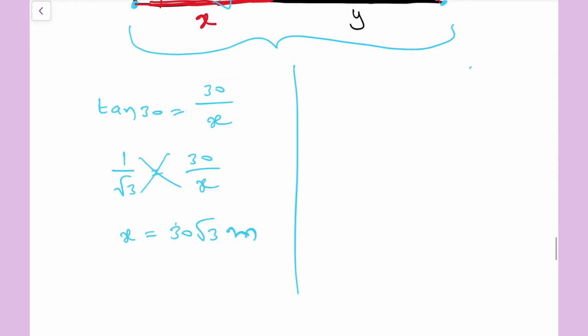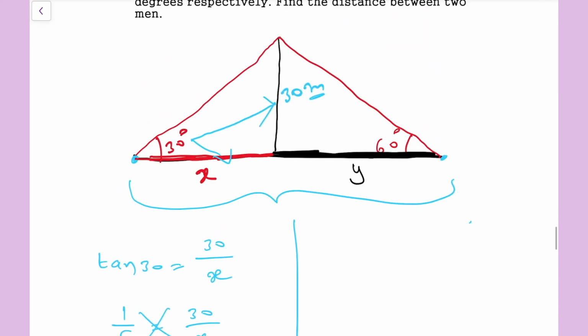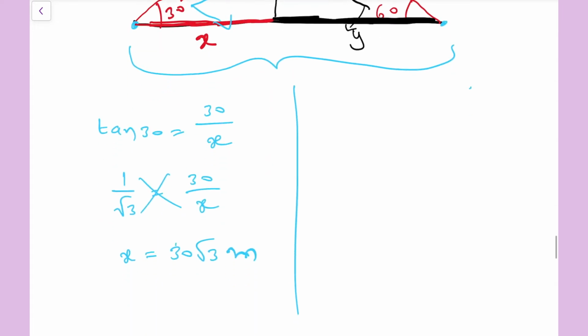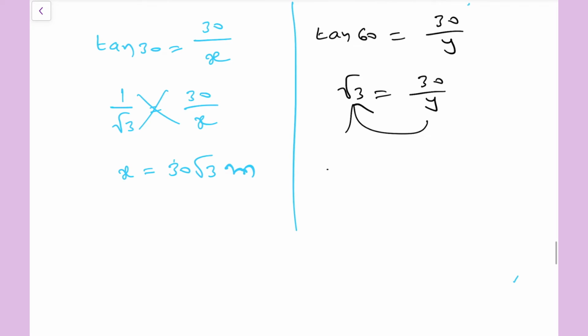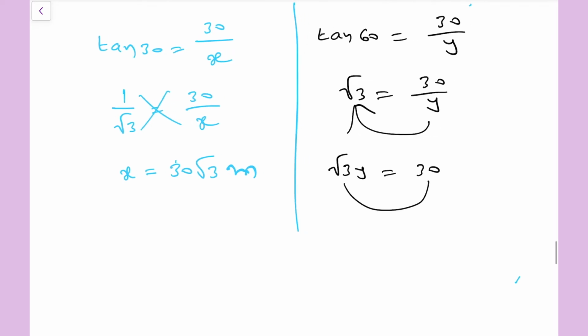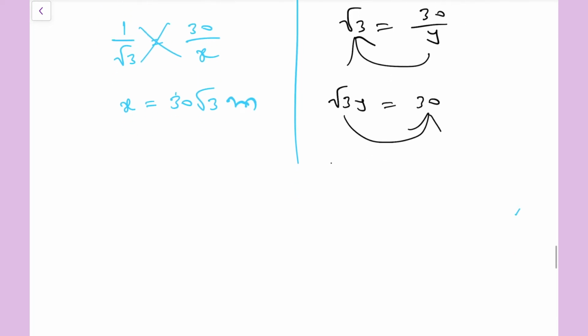Left side triangle completed. Now coming to the right side part. This is the angle. For this angle this will become opposite and this will become adjacent, right? So again tan only, but the angle is different this time. So tan 60 equals opposite 30 divided by adjacent y. Tan 60 is root 3, equals 30 divided by y. I will take this y to the left side, so that will become root 3 y equals 30. Take this root 3 to the right side, it will become division. So y equals 30 divided by root 3.